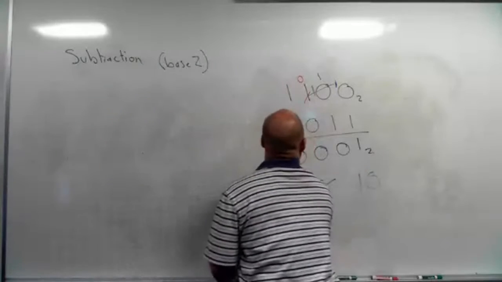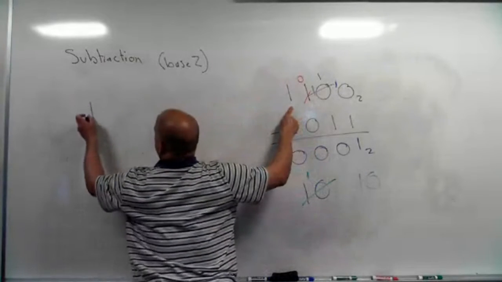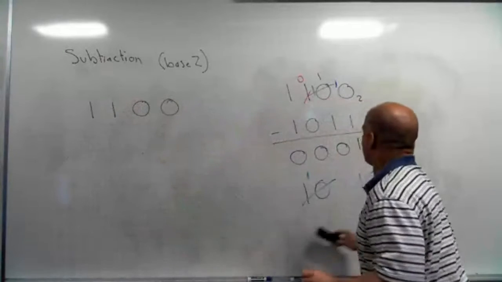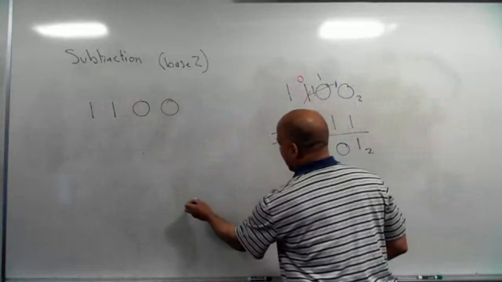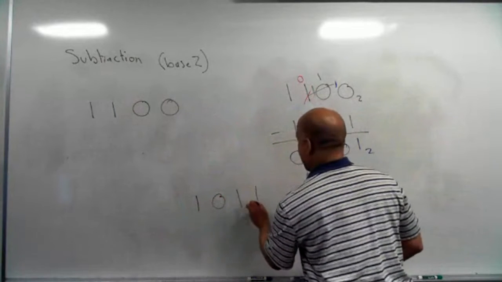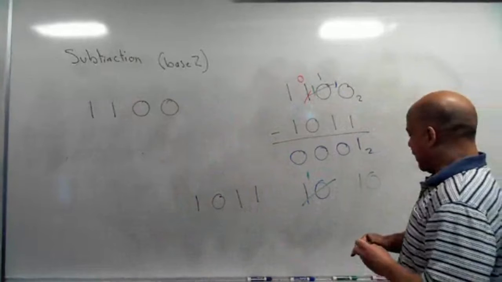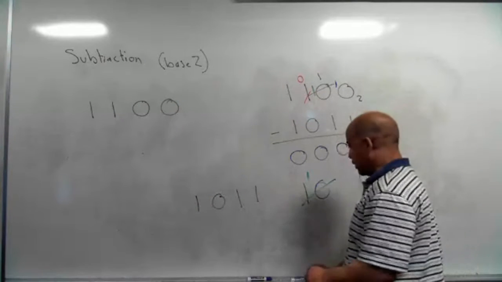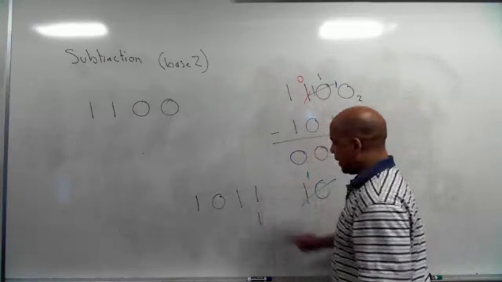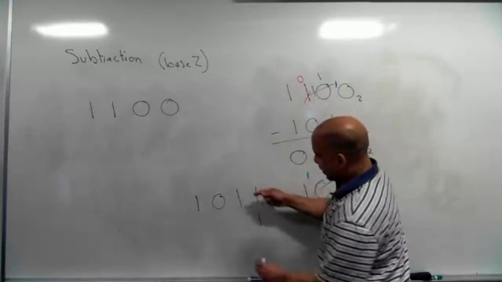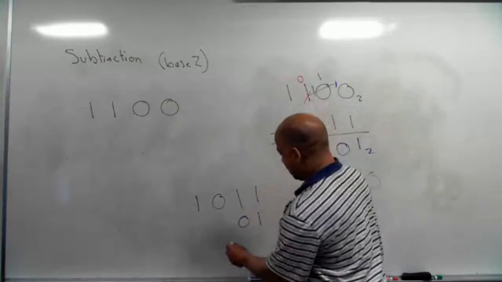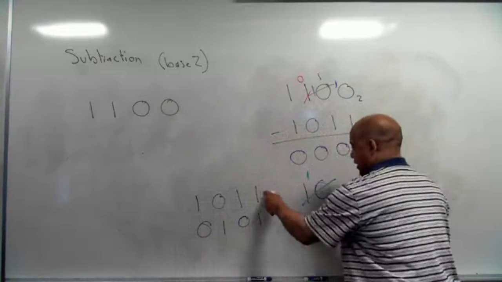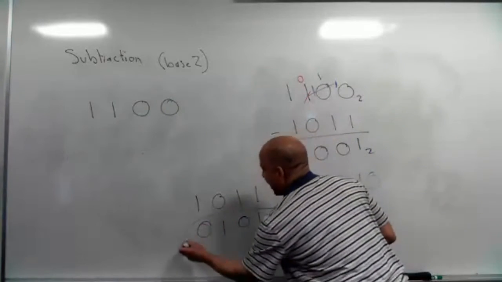I start with the original number, which is 1, 1, 0, 0. Now I want to take the 2's complement of this number. So the 2's complement, I got a 1, 0, 1, 1. The way you take the 2's complement is up to and including the first one, you leave that alone. So I just leave that as a 1. But everything after that, you flip the bits. So this becomes a 0, that becomes a 1, that becomes a 0. So the negative of this number in 2's complement form is that.